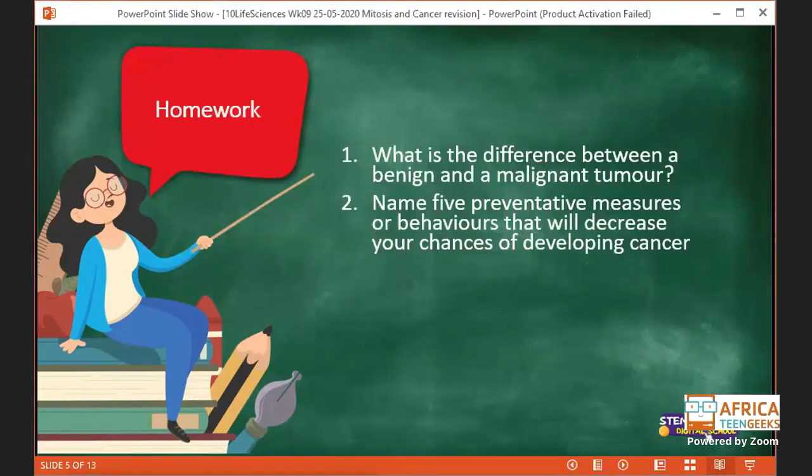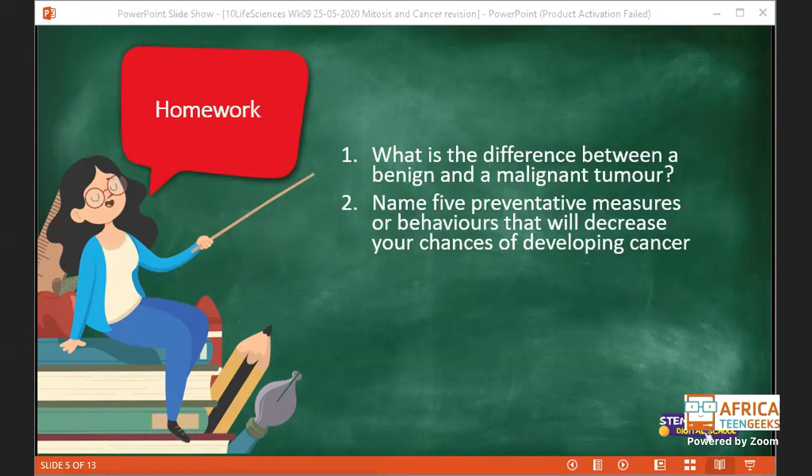Then homework, guys. This is your homework, I believe, for tomorrow. For the first question, it says, what is the difference between a benign and malignant tumor? That is also the question that I've asked you guys now, right? So seems like I will not be giving you guys the answer, because I will be giving you the answer to your homework. So tomorrow, you guys should know the difference between a benign and a malignant tumor. And then the second question is that you should name 5 preventative measures or behaviors that will decrease your chances of developing cancer.